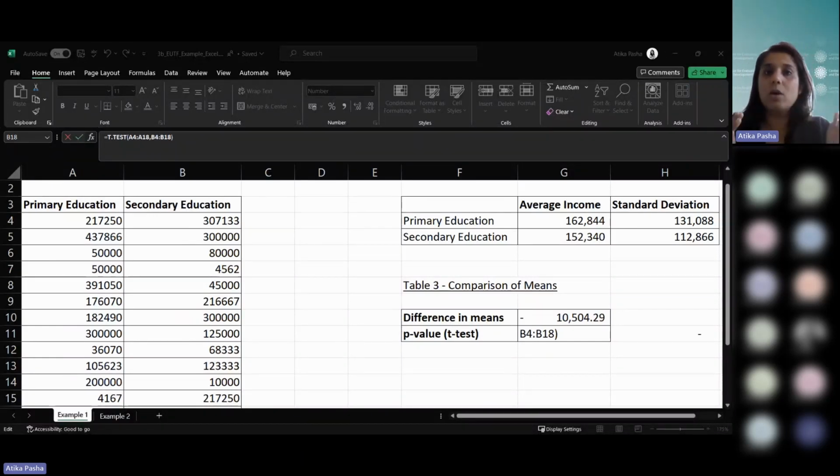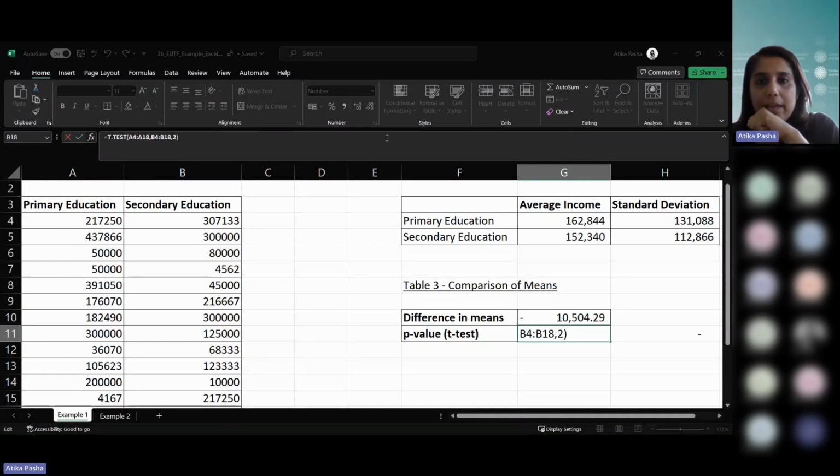In our test, we did not specify a direction. We said it could be higher, it could be lower. We just care about the difference. And this is why it's a two-tail test. And that's why I put a 2 here, to provide just a bit of the intuition.